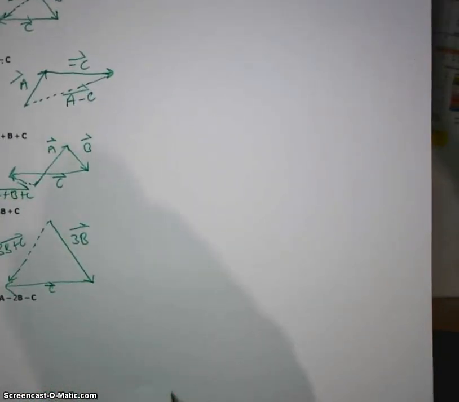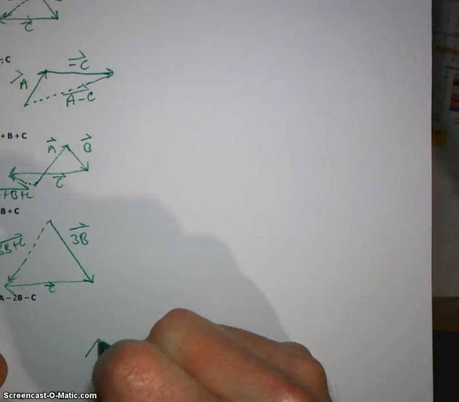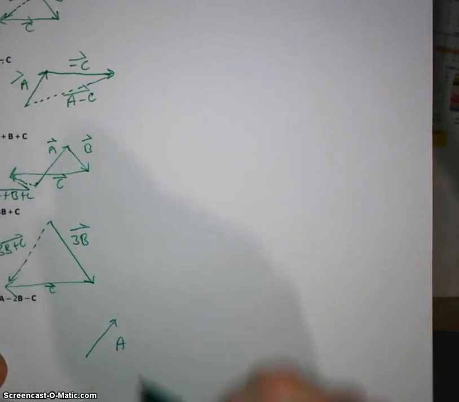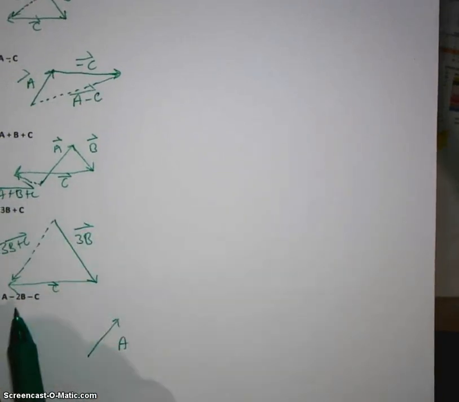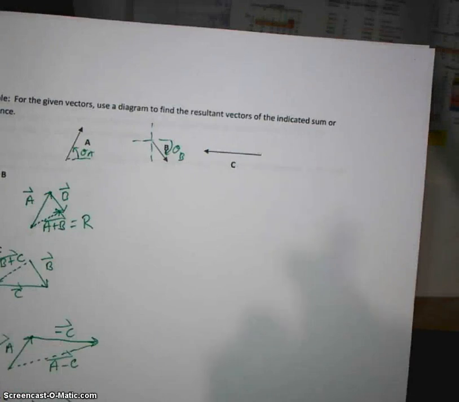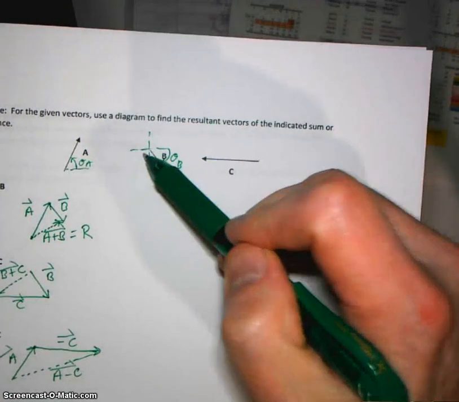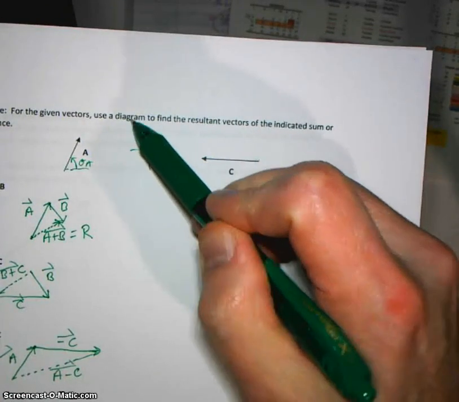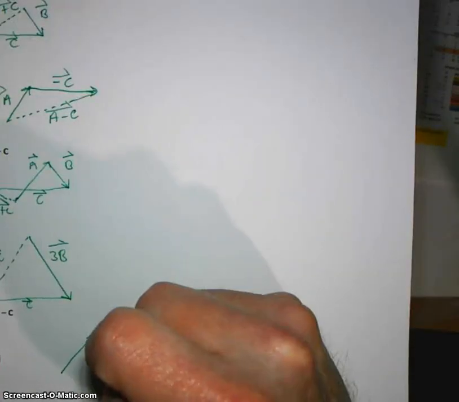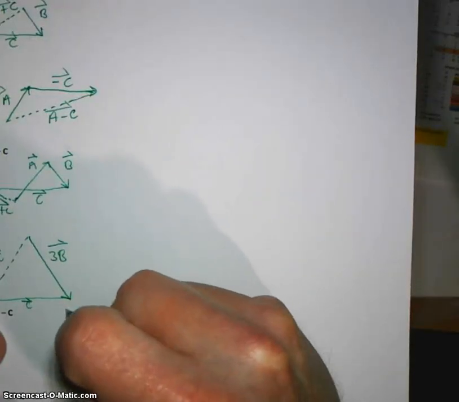All right, last one on this page. Here's vector A. Then we need minus 2B. So minus 2B is going to mean we're going to go in that direction, but be twice as long. So that's going to go up this way, roughly.